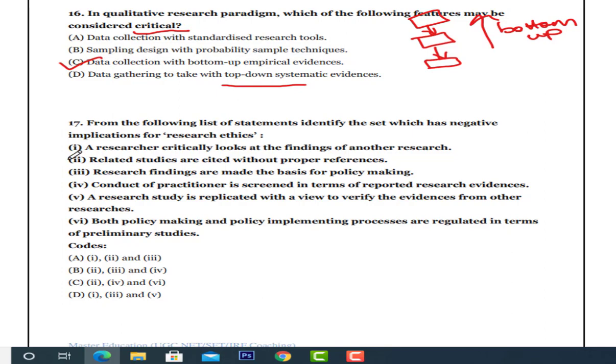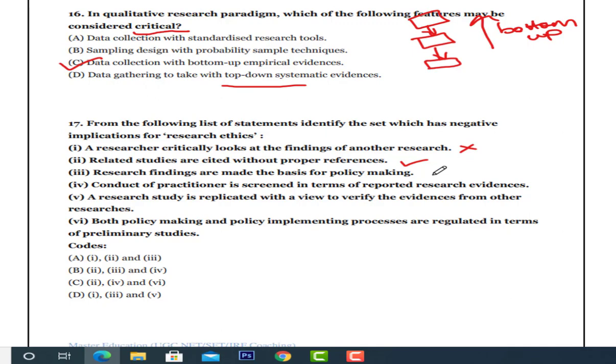So a researcher critically looks at the findings of another research. If you are critiquing another research, that is not a very big negative thing. The next one, related studies are cited without proper reference. So this will imply a negative implication. We have to see the research papers and all on a proper website.